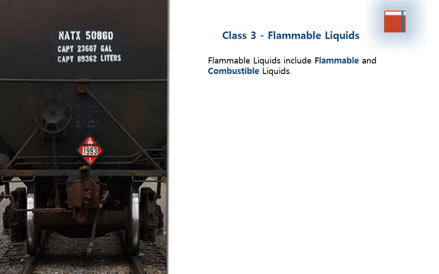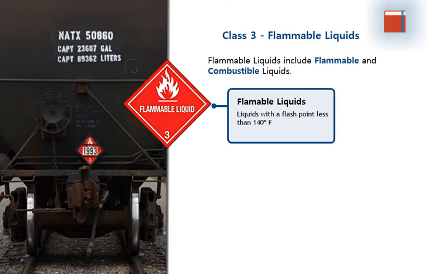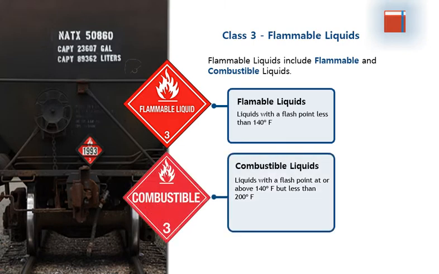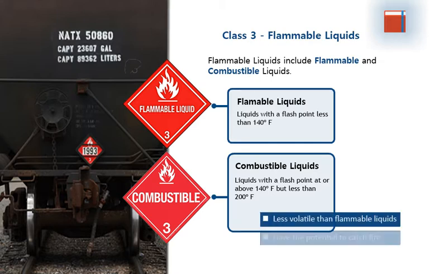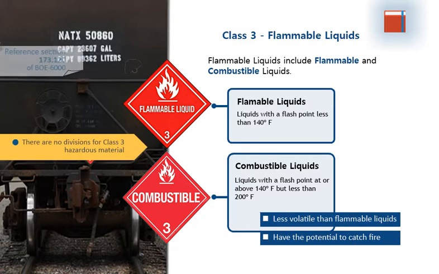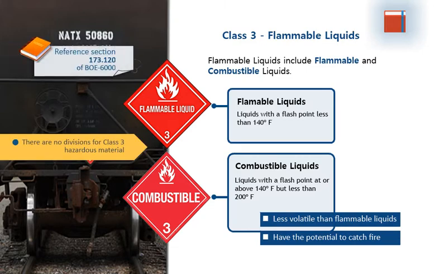Class 3 hazardous materials are flammable liquids. They are liquids with a flash point of not more than 140 degrees Fahrenheit. Also included are combustible liquids that have a flash point greater than 140 but less than 200 degrees Fahrenheit. Although less volatile than flammable liquids, they still have the potential to catch fire. There are no divisions for Class 3 hazardous material.